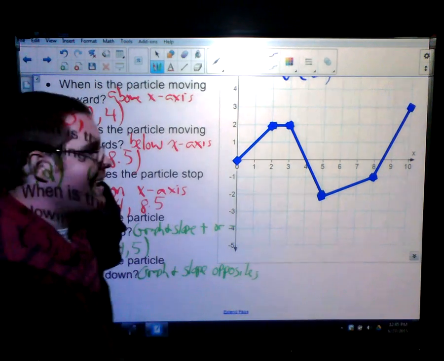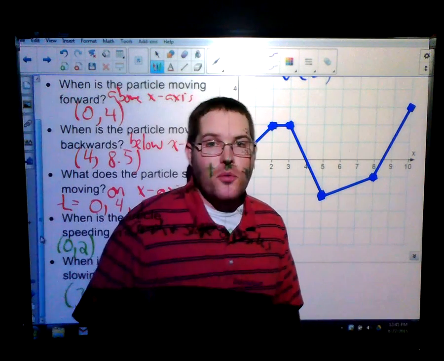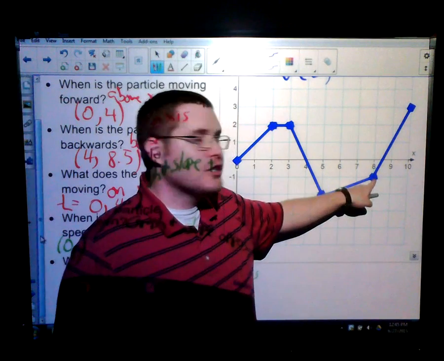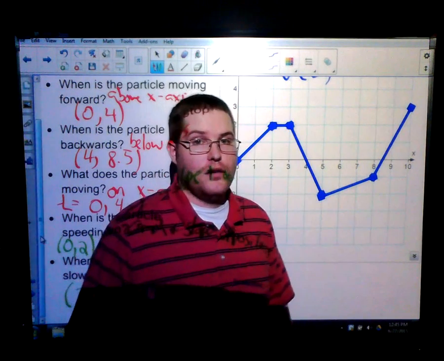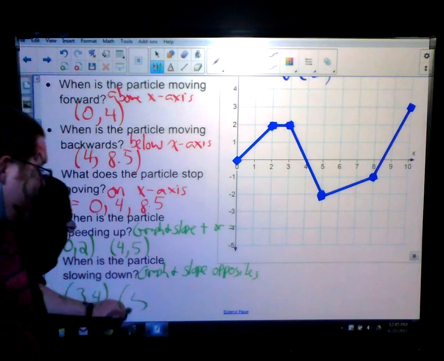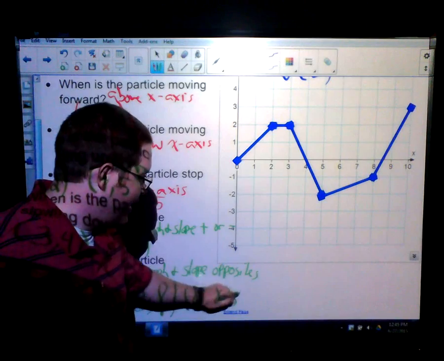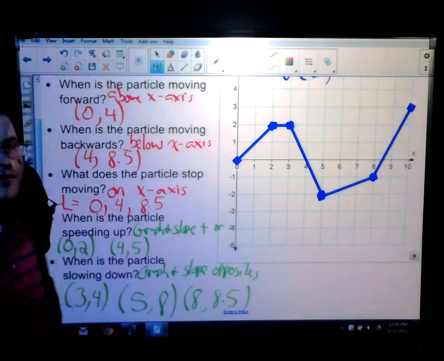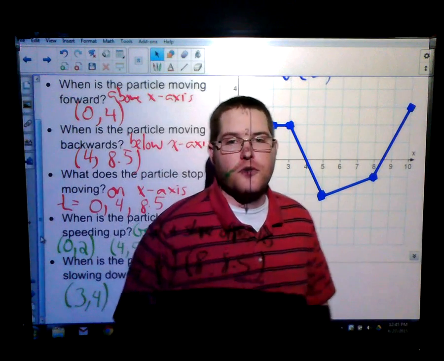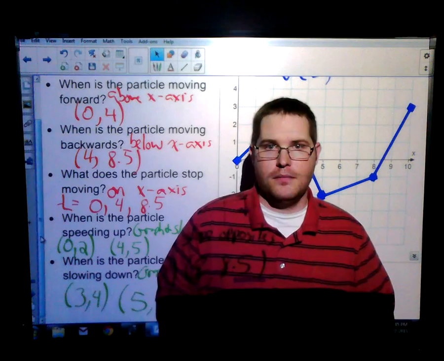But I cannot include this point 8. If you remember back in section 2.2, we talked about where you don't have a derivative. What is this point? It's a corner. It doesn't have a derivative there. So it's 5 to 8 and 8 to 8.5. I cannot include the corner. Speeding up and slowing down is some of the hardest concepts for people to get. Again, that's why they have their own mini lesson dedicated to them.